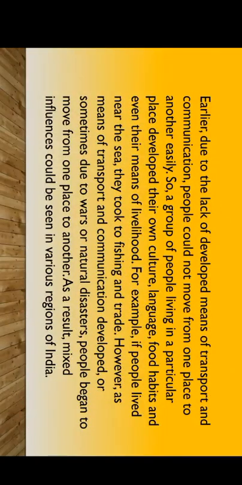Now, there was a time in earlier days when going from one place to another was very problematic because of the absence of transport and communication. So, the people formed their own culture, food habits, traditions, etc. When the transport and communication developed, it led to the movement of people from one place to another, in the result of which we can see different cultures at one place.